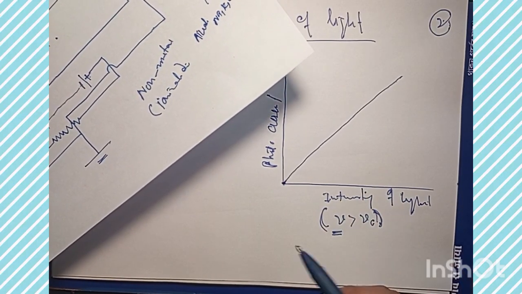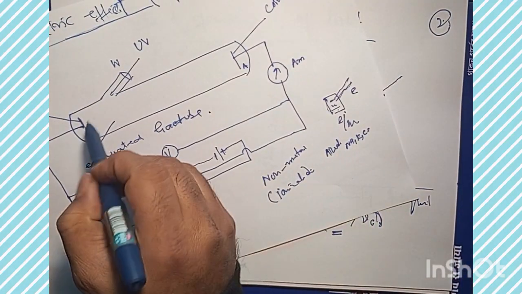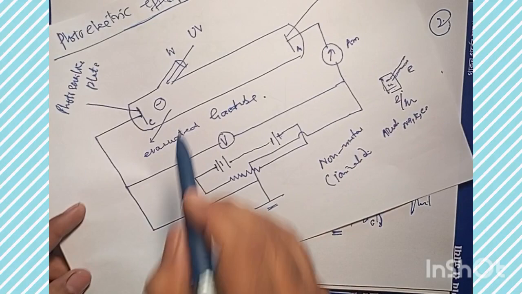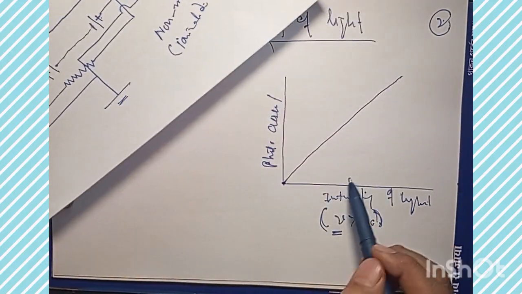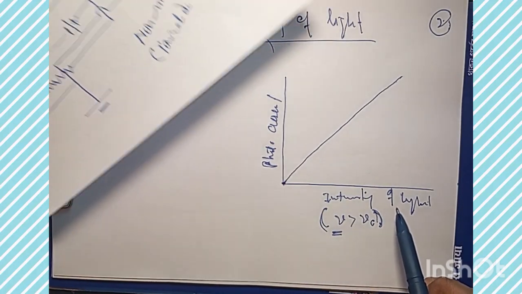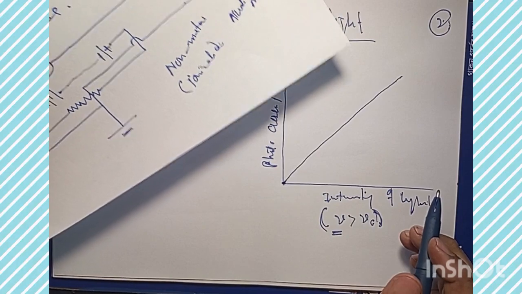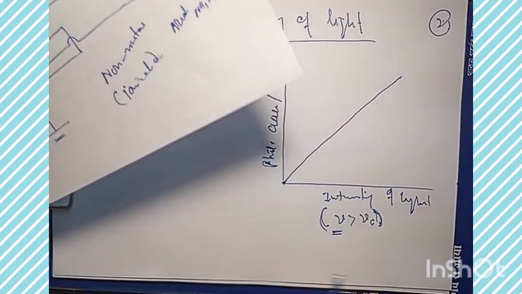In other words, I would say that the number of photoelectrons reaching the collector increases as we increase the intensity of light. Right now, the next important thing is the effect of potential, and now let us see what happens with the potential.